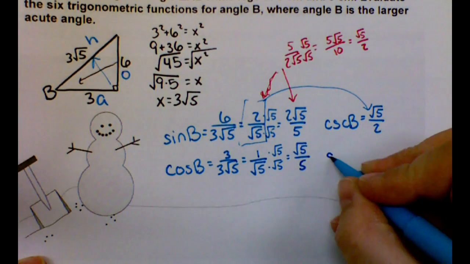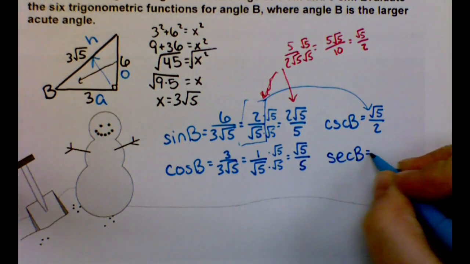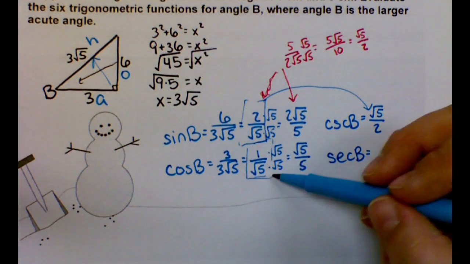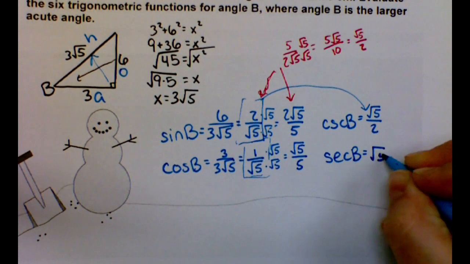Cosine lines up with secant. Secant is the reciprocal of cosine. Again, go to this spot before you rationalized. Square root of 5 over 1, or just the square root of 5.